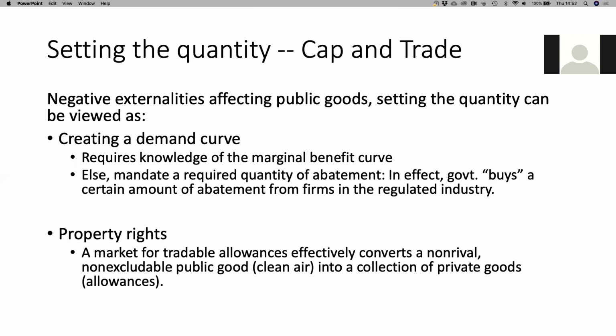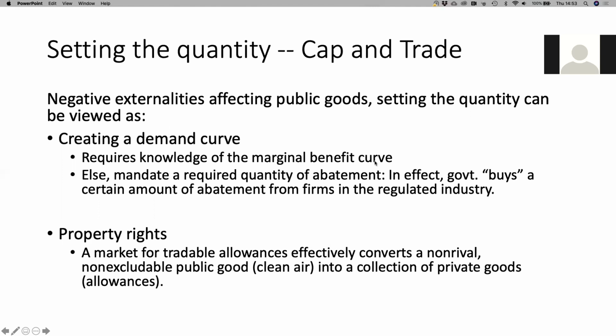Before I go into the real world considerations, let me quickly go over cap and trade also. Negative externality, as I explained earlier, the idea of a cap and trade is where you set a quantity, right? It can be seen as where you're privatizing a public good, a non-rival, non-excludable public good, into a collection of private goods or allowances.